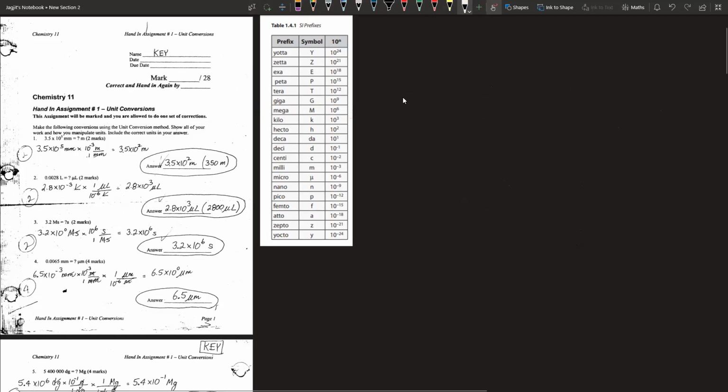So guys, in the next question, the next one is tricky. I want to see if you guys can figure this out. I have 0.0065 millimeters, and I want to convert it to micrometers. Give it a shot.